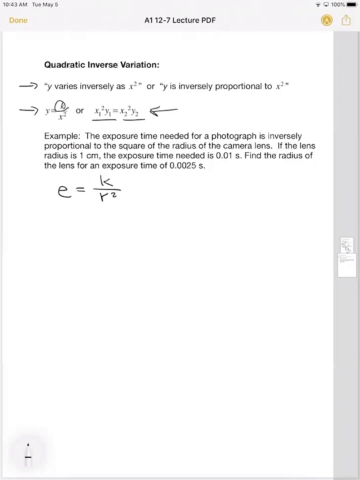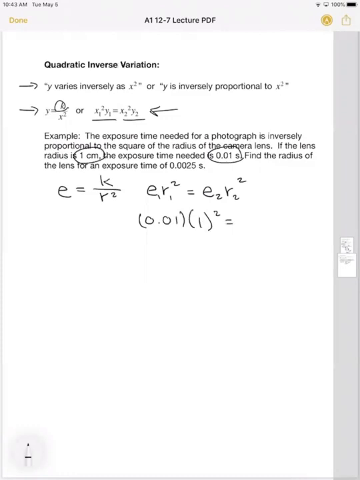Okay, now I think this is the quickest and easiest way to set it up. Let's set our xy products equal to each other. In other words, the exposure times the radius squared from the first pair is going to have the same constant value as the second exposure and the second radius squared. So let's go ahead and fill these in. The first exposure time was, let's go back and look at it, 0.01 seconds. And the radius that went with that was 1 centimeter. So that's 1 squared. Well, that's easy.